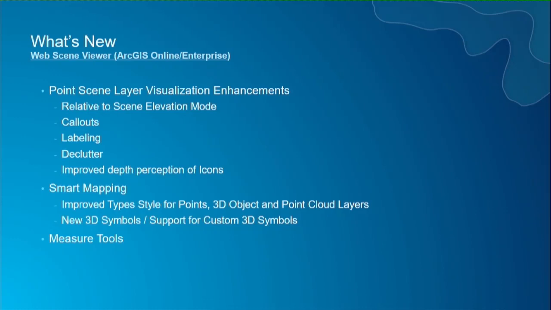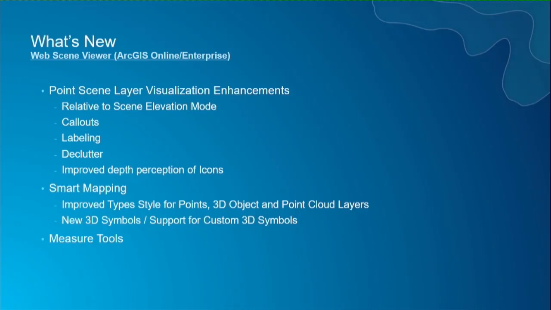Here's a few improvements for point scene layer visualization. This is particularly in relation to the web scene viewers, relative to scene elevation mode, callouts. This is cool for text. Now you can show text with callouts, labeling and decluttering, and improved depth perception is also some of the things the web scene team has been working on.